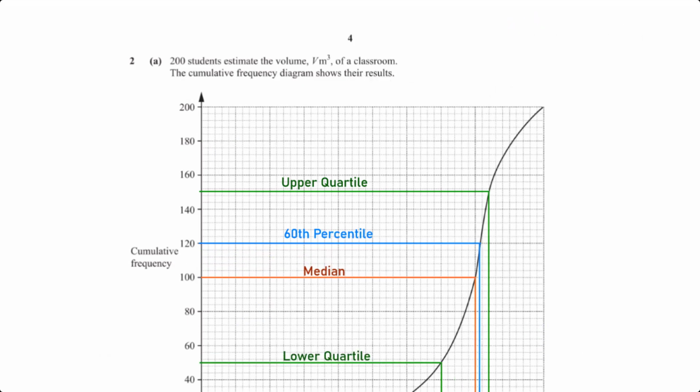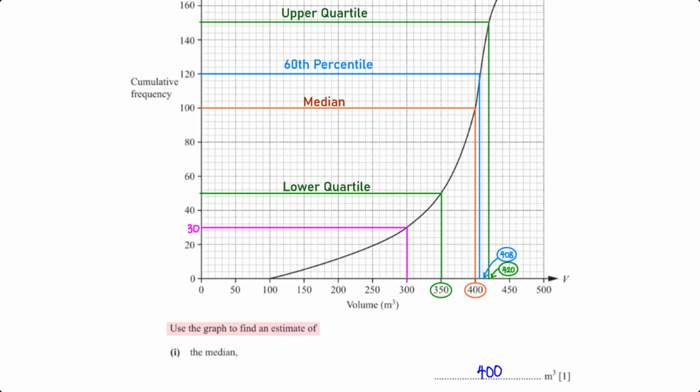200 students estimate the volume V meters cubed of a classroom. The cumulative frequency diagram shows their results. Use the graph to find an estimate of the median. To get the median, we map half of 200, which is 100, on the diagram. This gives us the median to be 400 meters cubed.